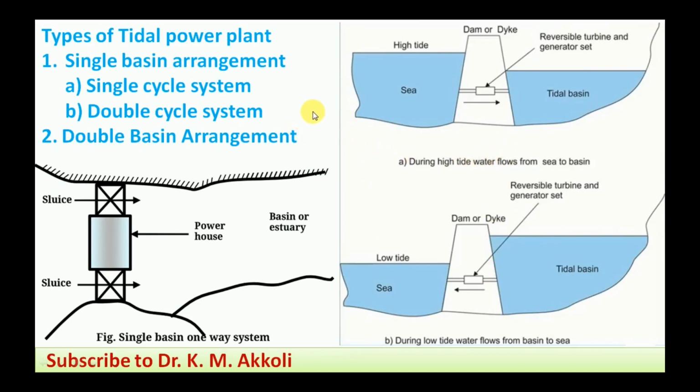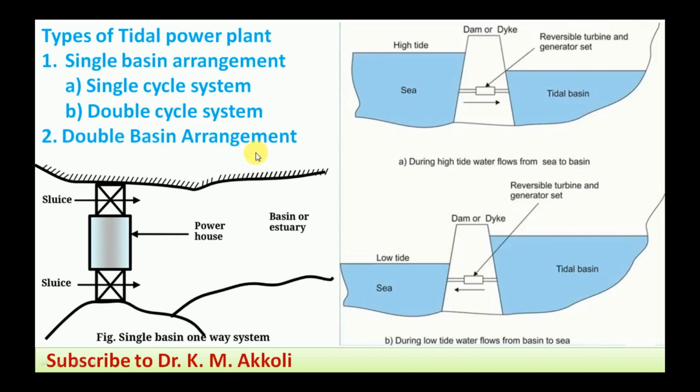There are two power methods or two power plants we use for the harnessing of tidal energy. Those are the types of tidal power plants. One is the single basin arrangement. In that single basin arrangement, there is a single cycle system and a double cycle system. And the second one is the double basin arrangement.